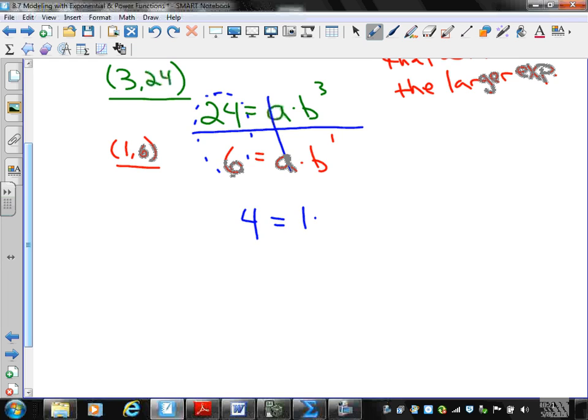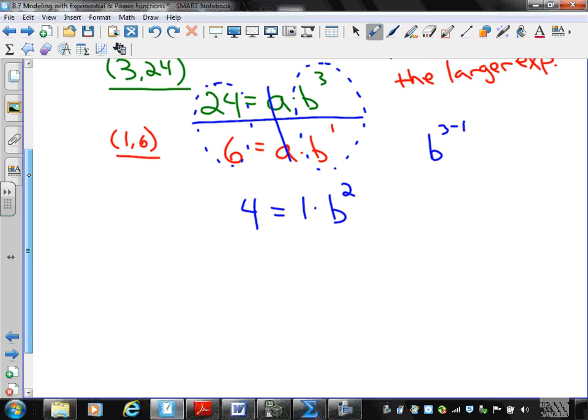Okay, and now what happens with our b's? Well, I get b to the 3rd over b to the 1. I subtract those exponents, right? I get b to the 3 minus 1, or b squared. And because I chose to have my higher exponent up top, I'm always going to end up with a positive exponent in this next line that I just wrote there. So that ends up to be really nice for us if you make that decision.